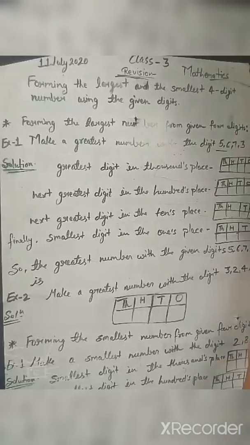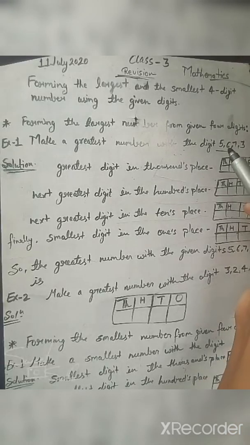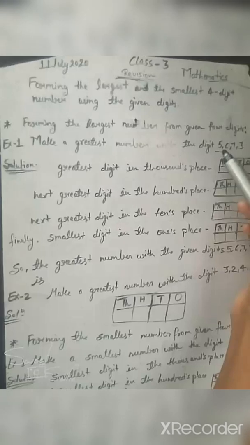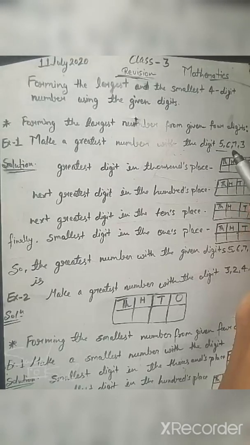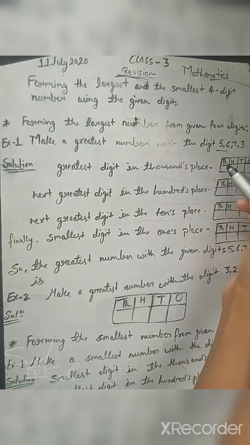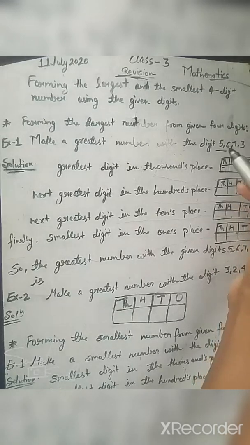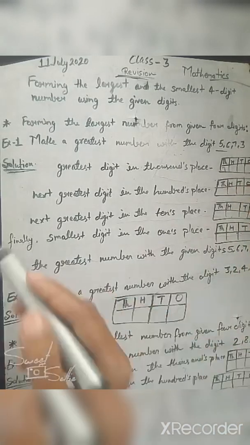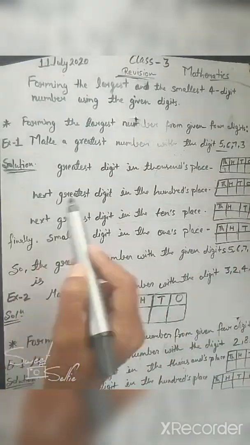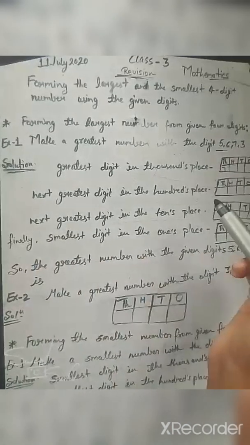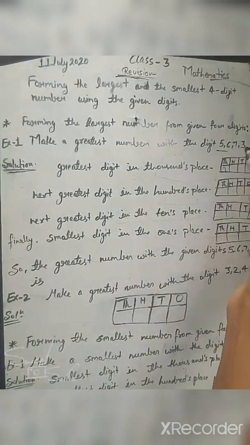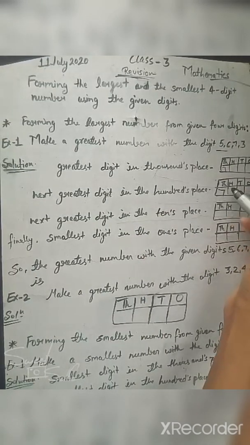So my dear student, tell me the greatest digit from the given digits. Among the given digits, which is the greatest digit? 5 or 6 or 7 or 3? So we know 7 is the greatest digit among 5, 6, 7, 3. Okay, in the next step, next greatest digit in the 100 place. So which is the next greatest digit? After 7, 6 is the next greatest digit. So we have to write 6 at the 100 place.